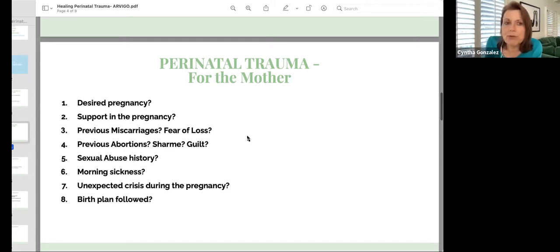So as I mentioned before, was it a desired pregnancy? Was she supported in the pregnancy, both medically and affectionately, and her love connections? Did she have a previous miscarriage or a previous abortion? Is there a loss or grief that has not been fully mourned that may be present?